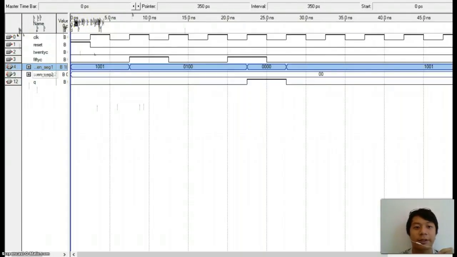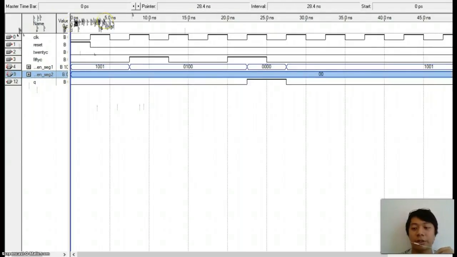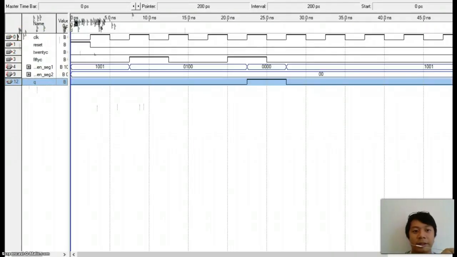And the second one here, 7 segment 2, will always show a constant of 0 because we are only counting in tens. Lastly is Q. Q is our LED to mimic the open mechanism that is required in this project. As you can see, the open mechanism is off all the way. Although it shows that it's 0 here, it's actually active low.